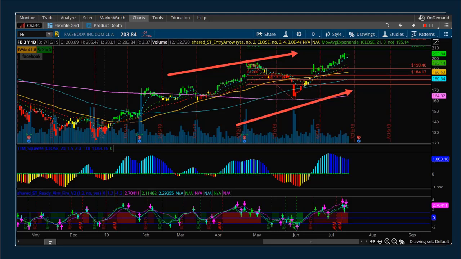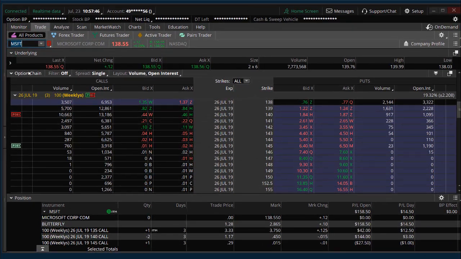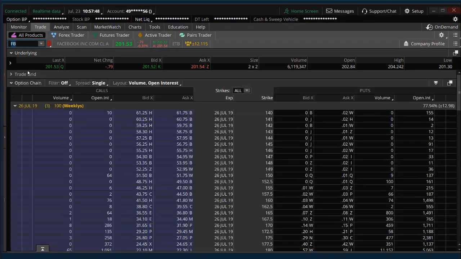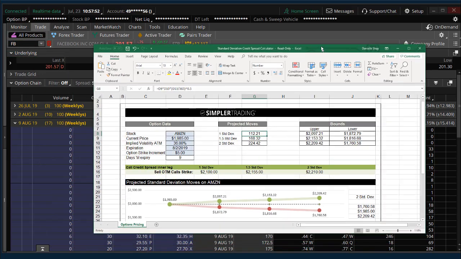So let's go ahead and look at our spreadsheet and our options chain. So starting off, let's go to Facebook, and we want to see what the stock price is right now.